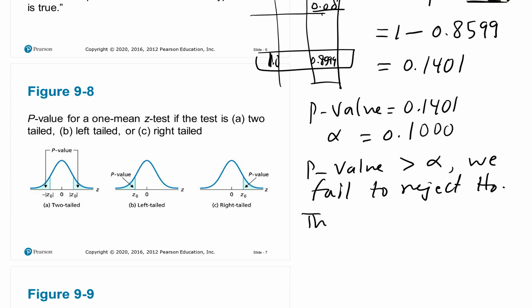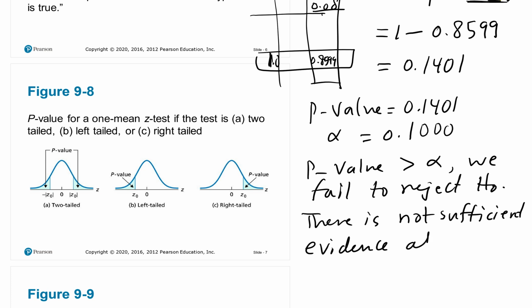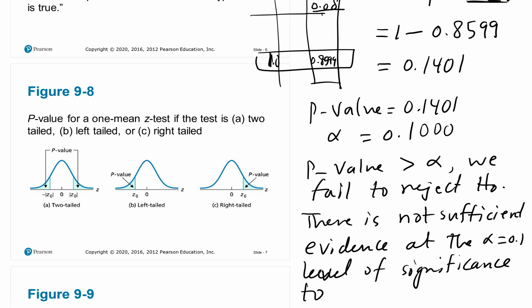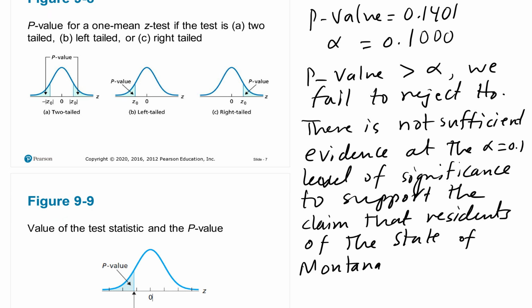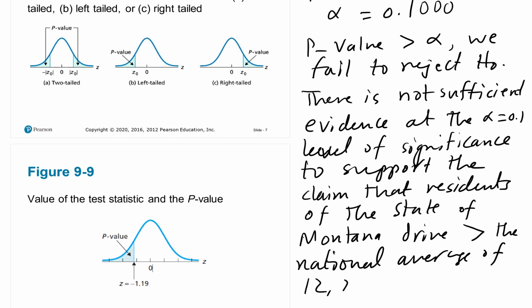And how do we interpret this? We say there is not sufficient evidence at the alpha equals 0.1 level of significance to support the claim that residents of the state of Montana drive more than the national average of 12,200 miles.